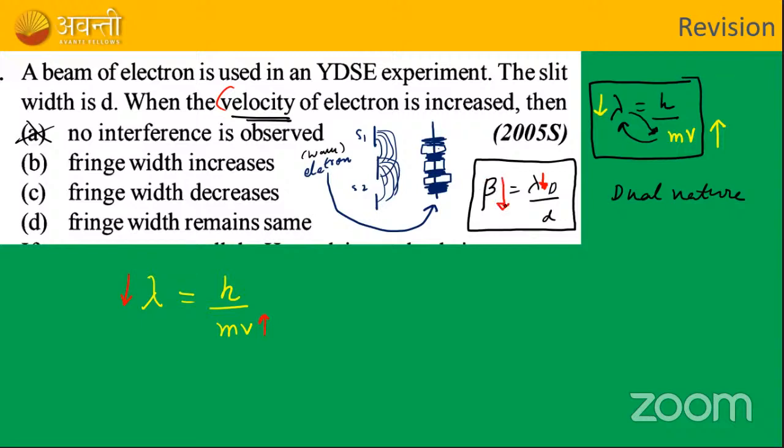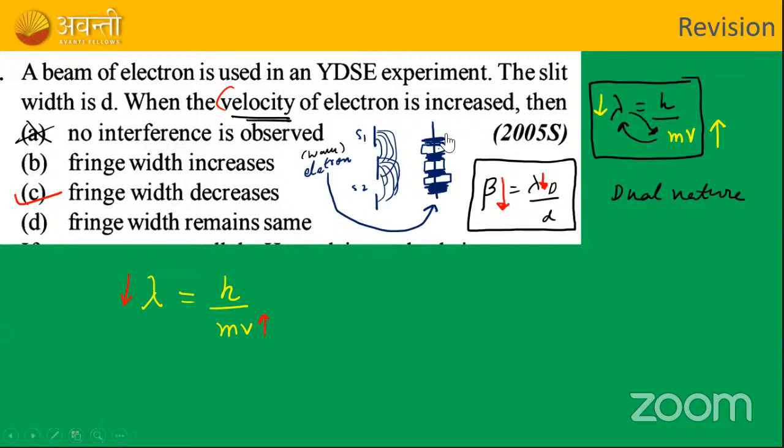Good. When lambda decreases, beta also decreases because they're directly proportional to each other. So the fringe width beta decreases. C is the right option. Correct. Good, good. Okay, am I clear? Radhika, am I clear now? Great, very simple. So when I increase the velocity, lambda decreases, and the fringe width also decreases. Sorted out. Good. So again, 4 marks in an advanced question, right?